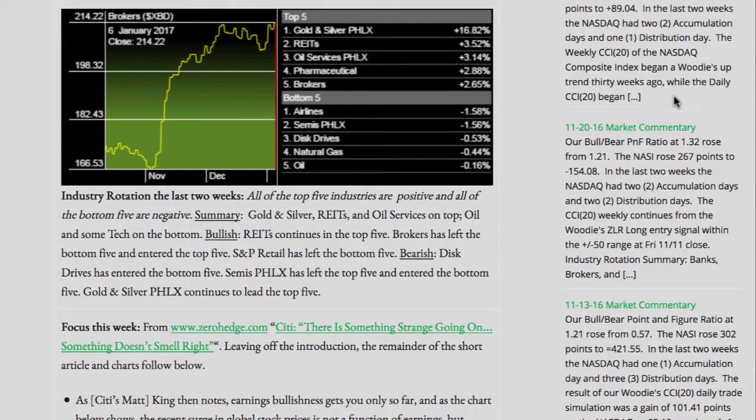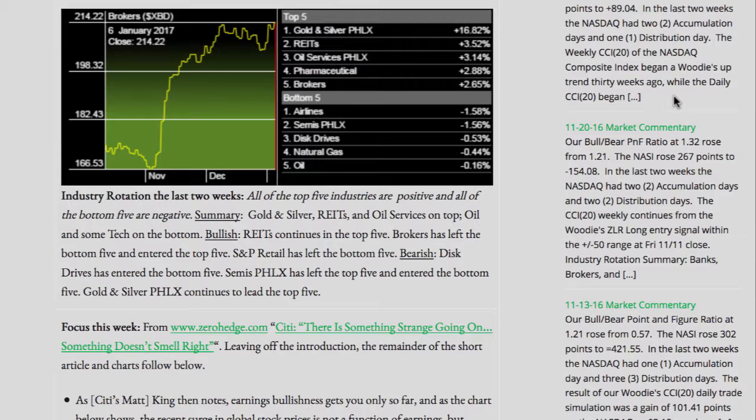Industry rotation the last 2 weeks. All of the top 5 industries are positive, and all of the bottom 5 are negative. Summary: gold and silver, REITs and oil services on top, oil and some tech on the bottom.